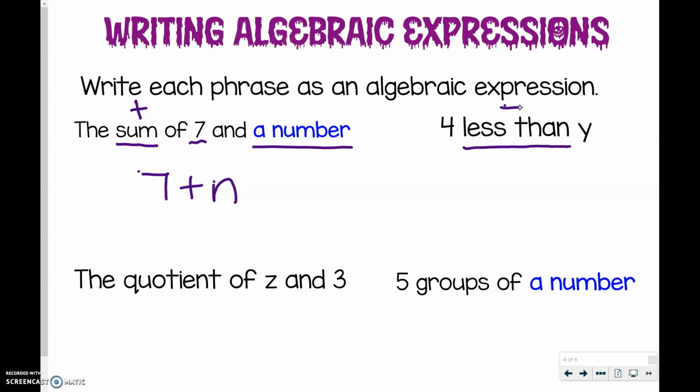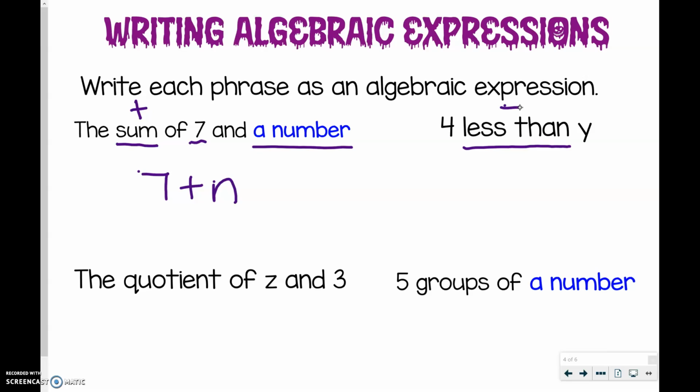So we're saying 4 less than y. So let me give you a comparison for a second. Let's pretend that y is representing age. Just pretend, this is totally made up. Let's pretend that I'm saying Miss Peoples is 4 years less than me. Well, how would you solve that problem? Would you do 4 minus my age? Or would you do my age minus 4? Well, you would do my age minus 4.